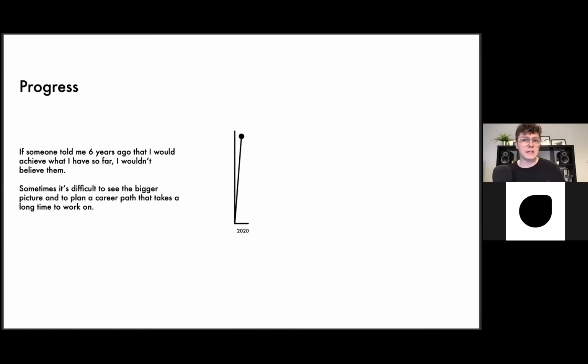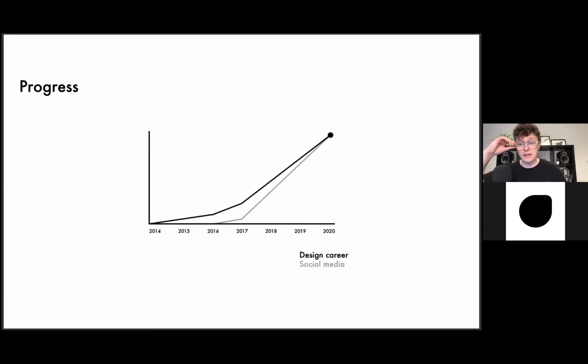But I didn't get to do those highlights overnight. You know, if someone spoke to me and said, you're going to meet Dieter Rams, you're going to work at Layer, a place that I've highly regarded for a very long time, I don't think I would have believed them when I was just starting at university. And it definitely didn't look like this image here, where it's 2020 and then a really steep curve to get to where I am right now. It has not been like that whatsoever. It's actually been more like this.